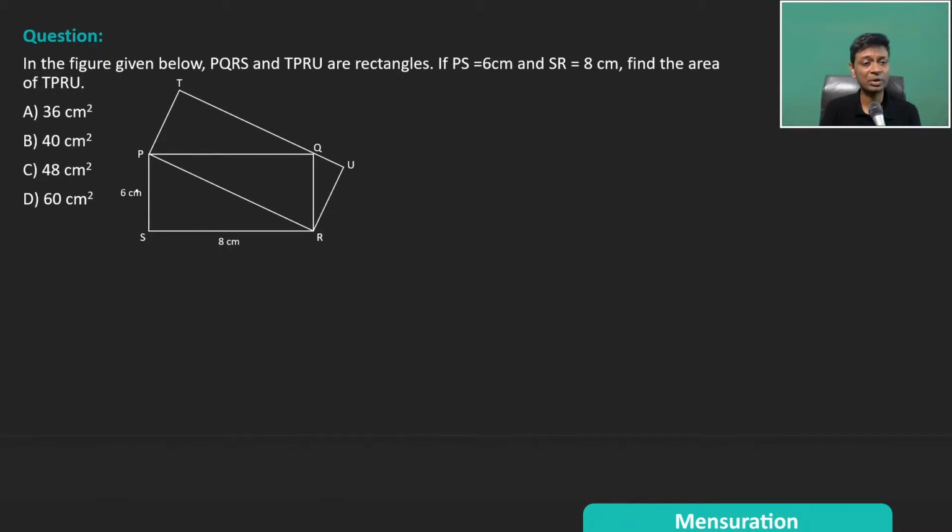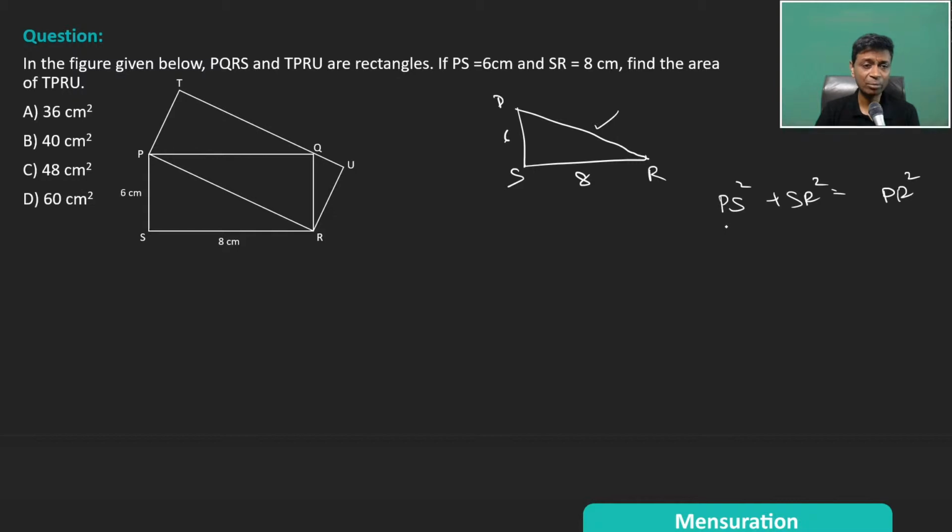Let's fill out whatever we know. I want to think about triangle PSR. This is 6, this is 8. We can find this. PS square plus SR square equals PR square. Every time I see a right angle triangle, I'm going to think about Pythagoras theorem. So 6 square, 36, plus 8 square, 64, is PR square. 36 plus 64 is 100. 100 is PR square, so PR is 10. It cannot be minus 10, so it is 10.